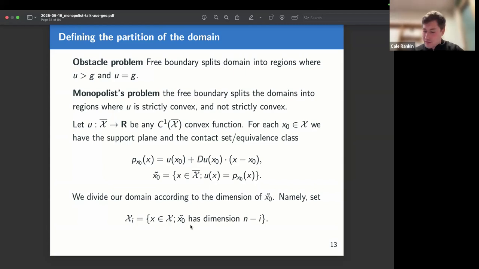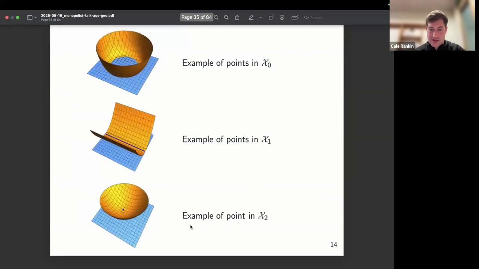And I mean, you can kind of not think too hard about the definitions and just look at the pictures. So here's some convex functions that might be the one we're dealing with. Each of these functions, I've taken a point and I've taken its support plane at that point. And we can see if there's a region where our convex function is convex but flat, then that's going to be a point in x naught in 2 dimensions, i.e. where the contact set has dimension 2.